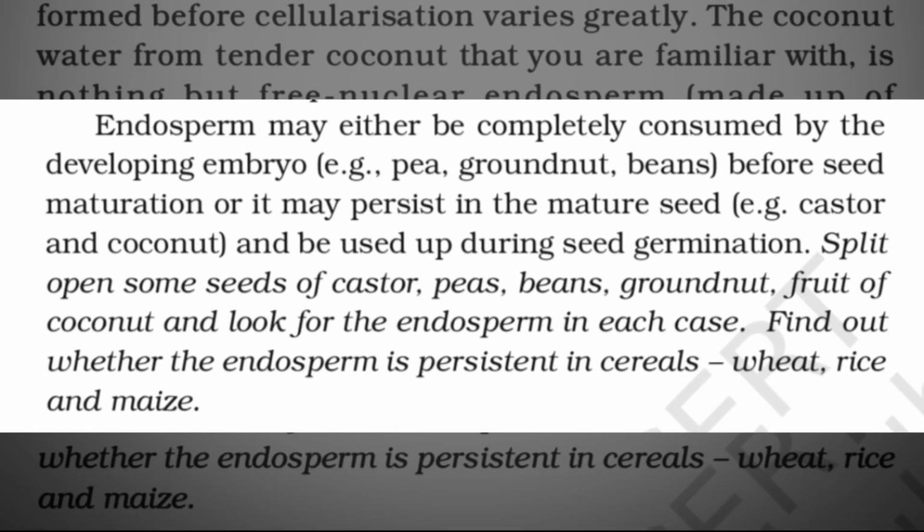Endosperm may either be completely consumed by the developing embryo, for example pea, groundnut, beans, before seed maturation, or it may persist in the mature seed, for example castor and coconut, and be used up during seed germination. Split open some seeds of castor, peas, beans, groundnut, fruit of coconut and look for the endosperm in each case. Find out whether the endosperm is persistent in cereals: wheat, rice and maize.